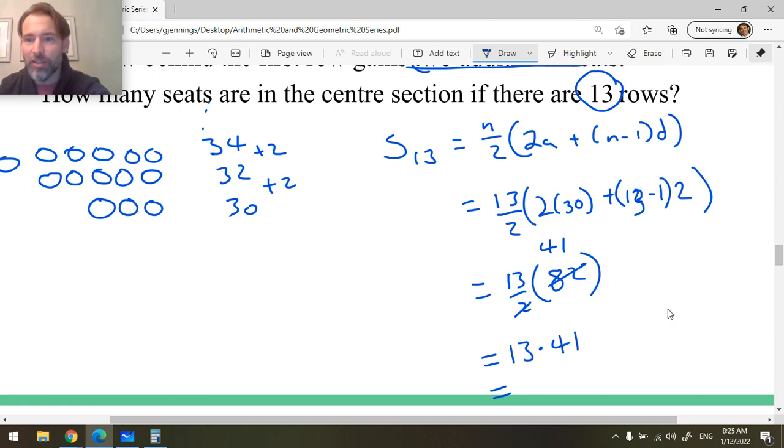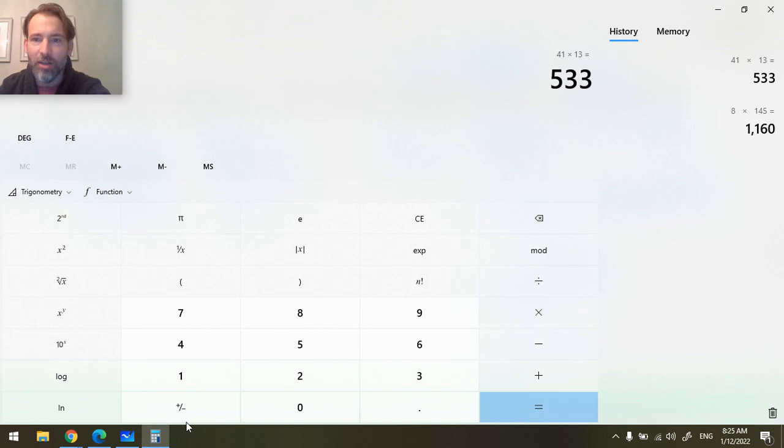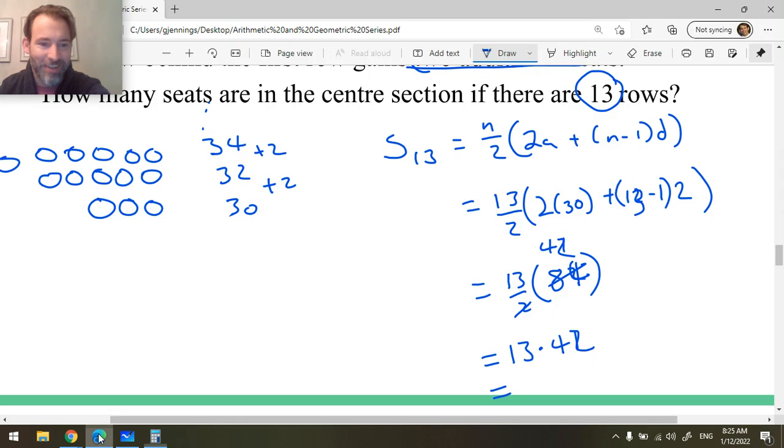So let's fix that. So there we will have 12 times 2, which is 24. And so this will be, instead of 82, it will be 84. And then this would be 42. And then this would be 13 times 42. So over here, I just need to add another 13 equals 546. So there we go. That's going to be the correct answer.